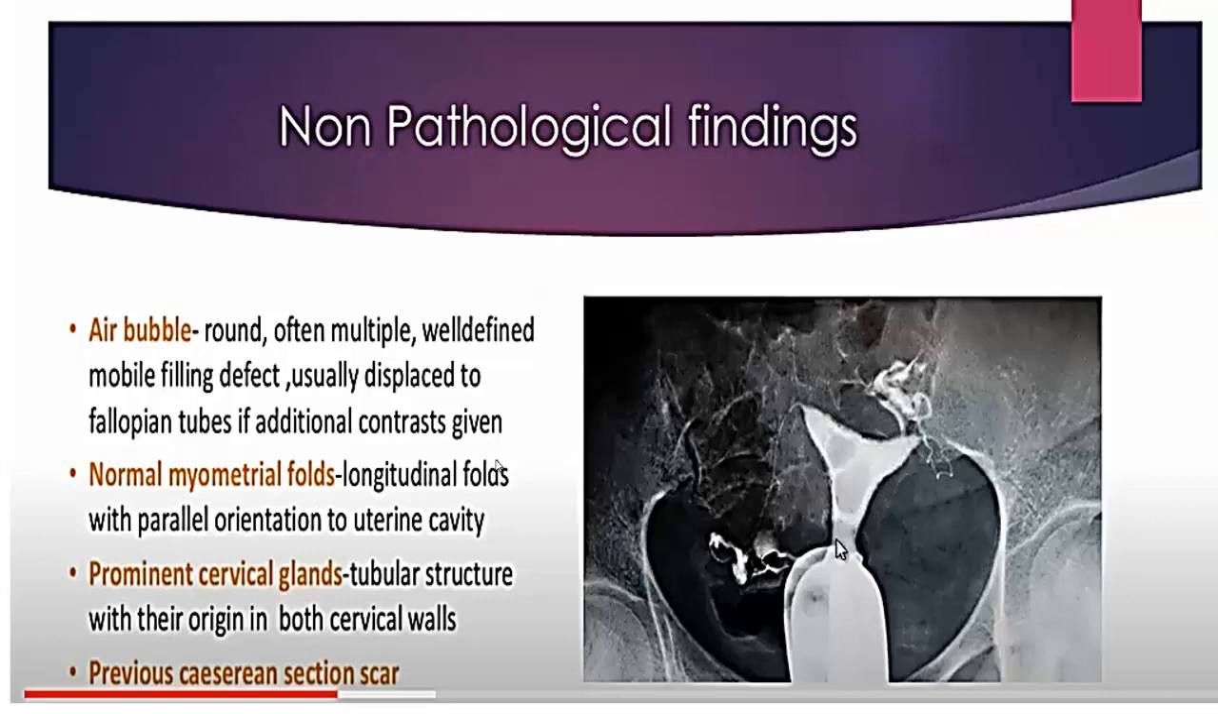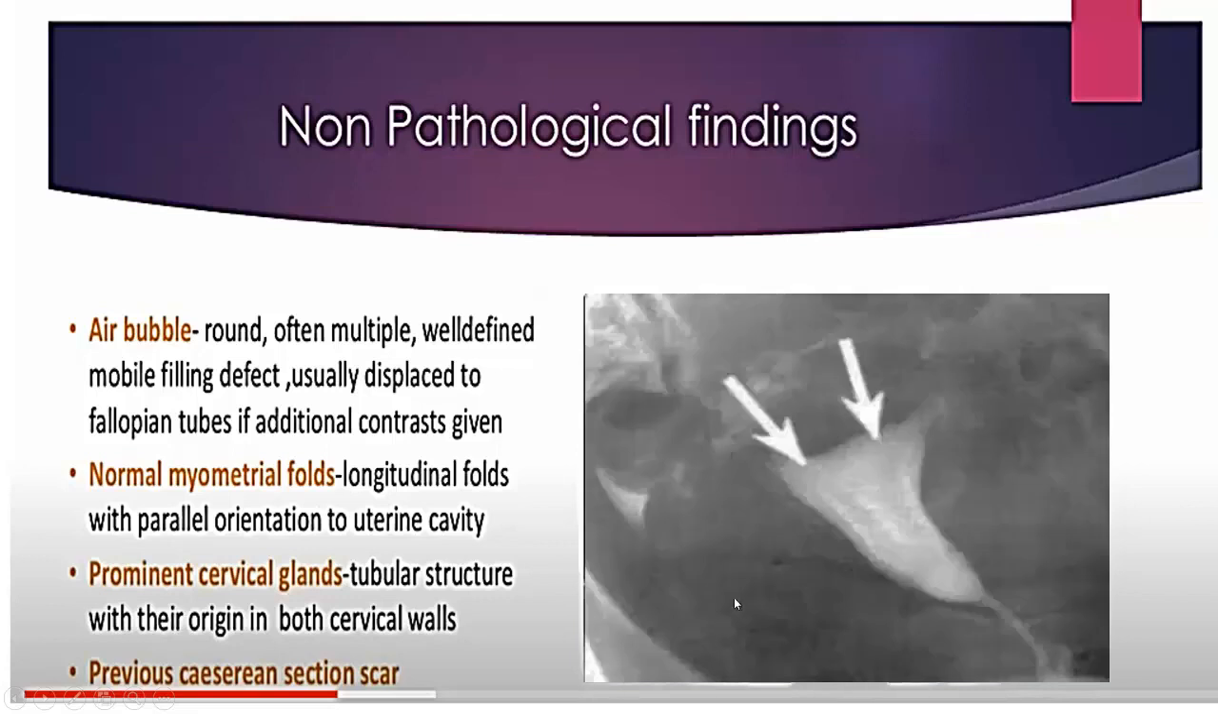But take care, sometimes when the air bubbles go to the fallopian tube, it causes heterogeneity, like a cobblestone appearance of the mucosa of the fallopian tube, and this is not good. This is just air. Normal myometrial folds: you find these longitudinal folds, and this occurs more when the uterine cavity is not adequately filled. You will find longitudinal folds parallel to the uterine cavity, and it occurs more if the endometrium is rather thick, if it is done in the late proliferative phase with thick endometrium.